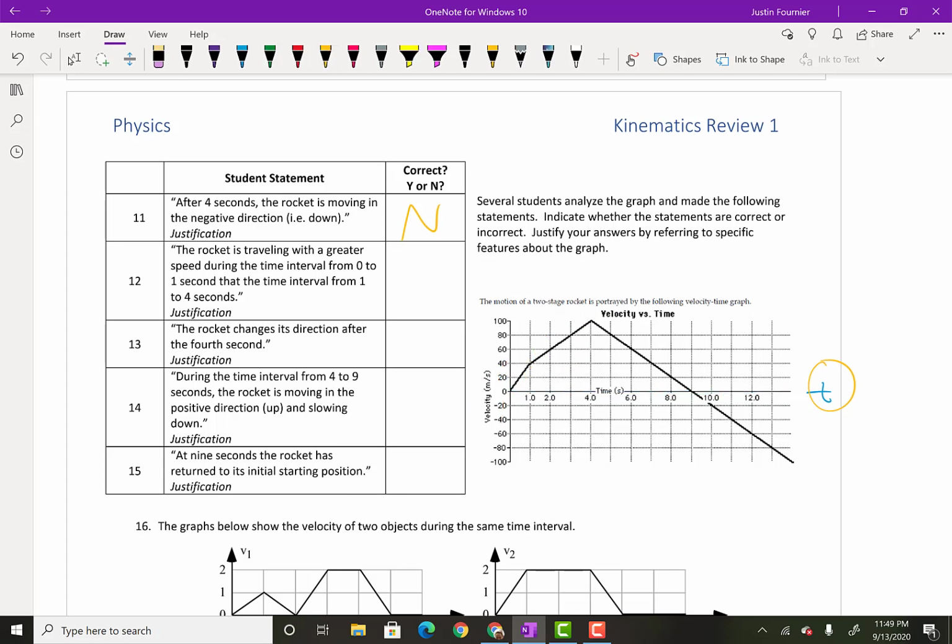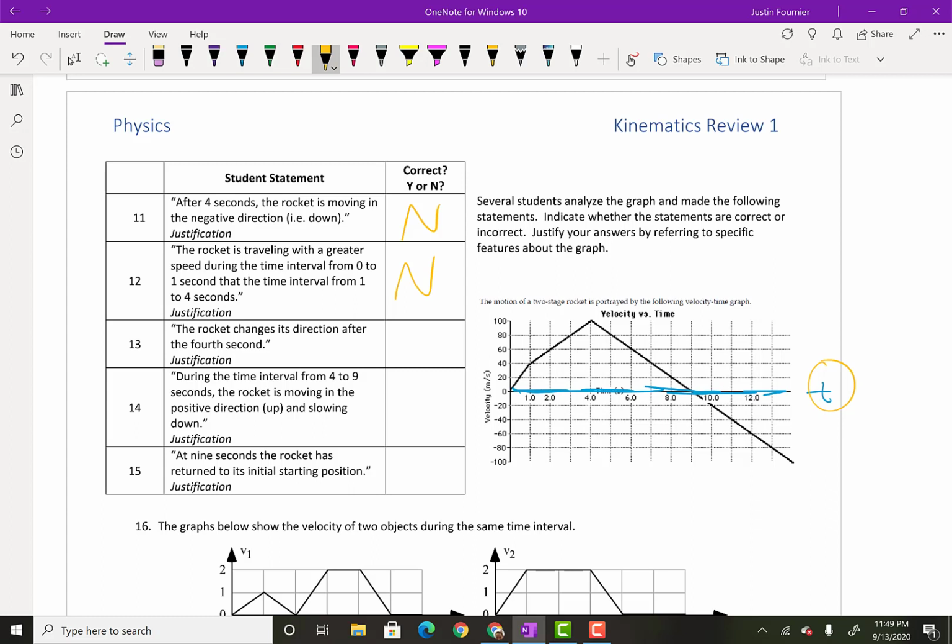the speed, it's saying the rocket is traveling with greater speed from 0 to 1. That's not true at all. The speed is 40 here, it's 60 here, it's 80 here, it's 100 here, meters per second. All those, right? So that's not true either. The speed is actually getting bigger from 1 to 4 seconds than it was from 0 to 1. All right.